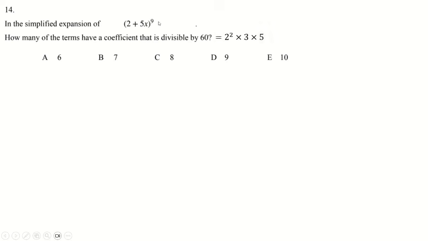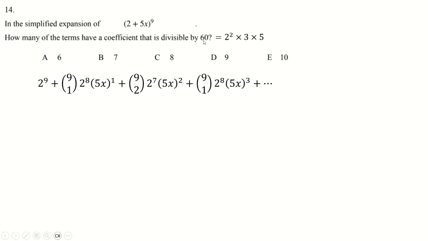When we expand this, we get something that looks a bit like this. 60 is this, and to be divisible by 60, we need our terms to have at least two 2s, at least one 3 and at least one 5. Now this term doesn't have a 3 or a 5, so that's not going to be divisible by 60. This term, 9 choose 1, is just 9, which is essentially two 3s. So it has the 3s, it has the 5s from here, and it has enough 2s from here. So this term is definitely divisible by 60 because it has all the right primes.